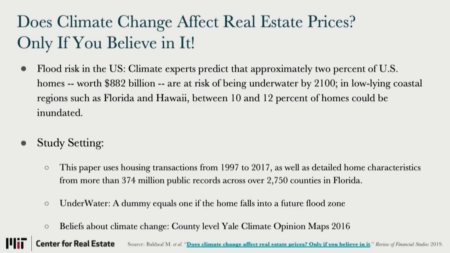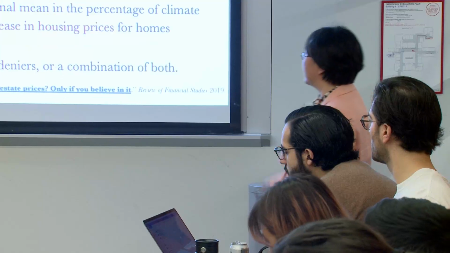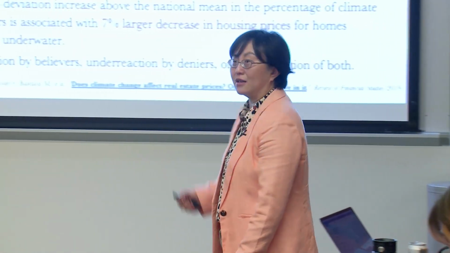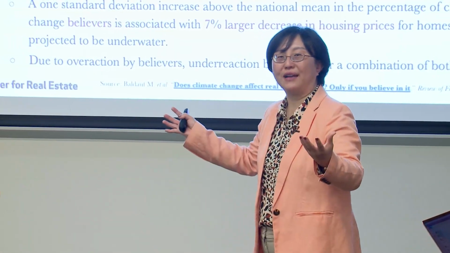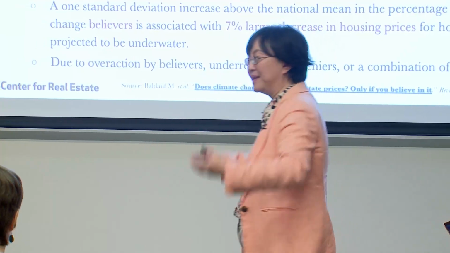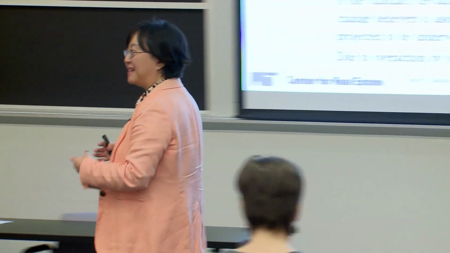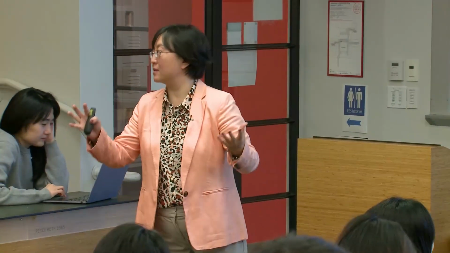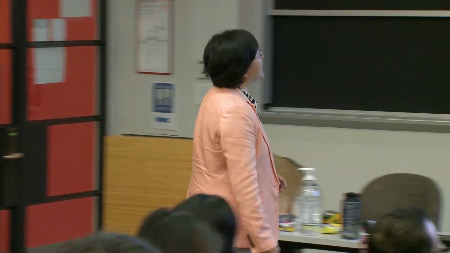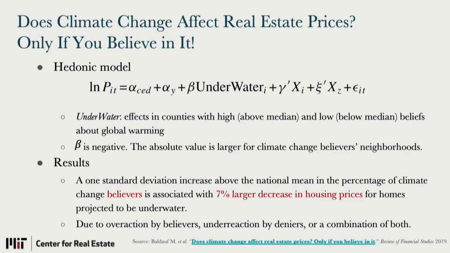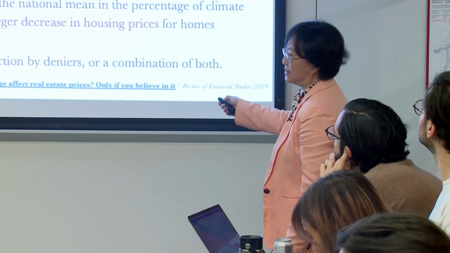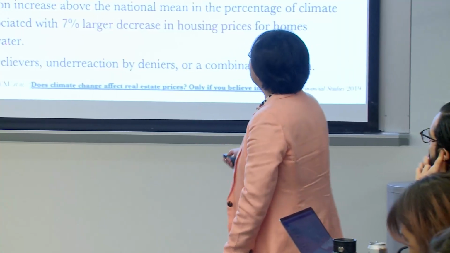Then they got this climate opinion map, 2016 data. They run a hedonic model. We are all hedonic experts now, right? After my apple to apple comparison lecture last time, now we are all apple to apple experts. So we run hedonic. We regress log P, that's the housing price, on so many other things, and all these characteristics. Then we have underwater. Underwater means in flood zone, right?